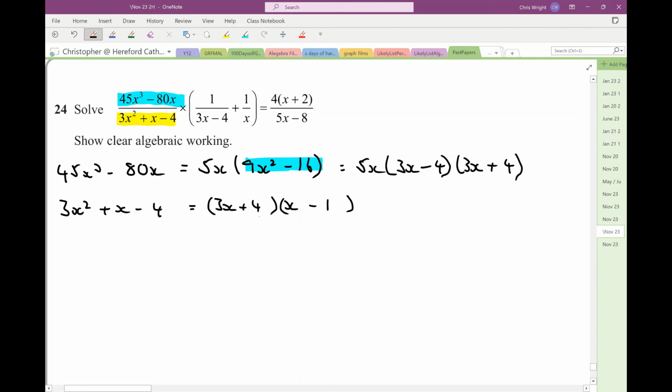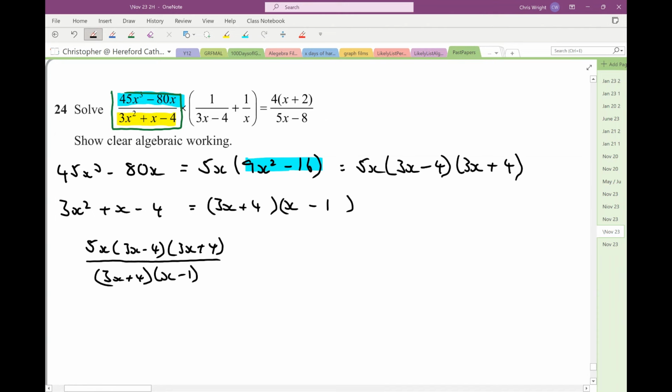Let's just check I've got it right. It's going to give me plus 4x's minus 3x's does give me plus 1x. And it gives me minus 4 at the end. Good. So now this fraction has just become easier. Okay, so what is it going to become? Well, it's just become 5x lots of 3x minus 4, 3x plus 4, all over 3x plus 4 and x minus 1. I can see some cancelling there already, times by.